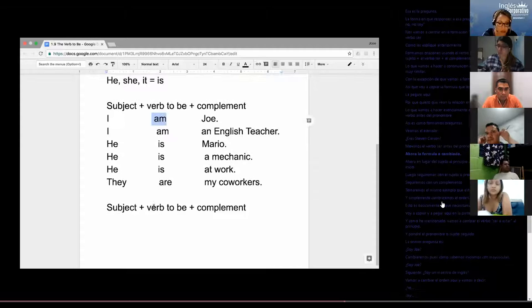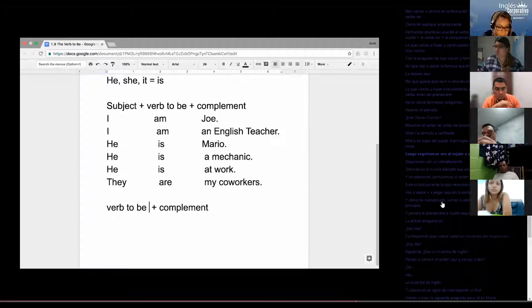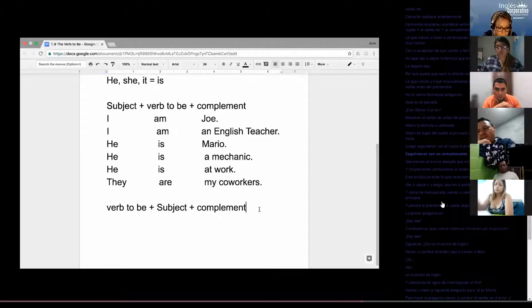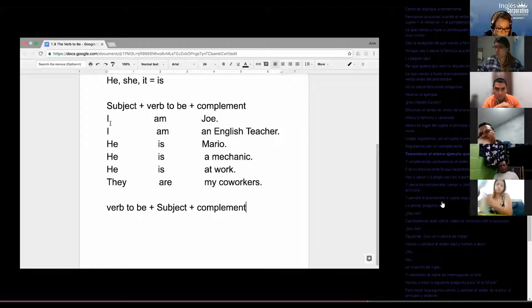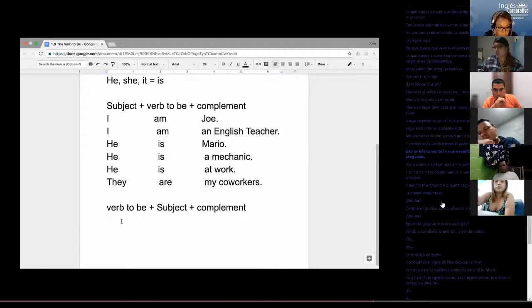Okay, so our formula needs to change. Now, instead of the subject at the beginning, we're going to say that that's the verb to be at the beginning. And then we're going to say that that's the subject or the pronoun. Okay, and then it's going to follow some kind of complement. So we're going to take the same examples here and simply change the order. And that's basically how we form questions.